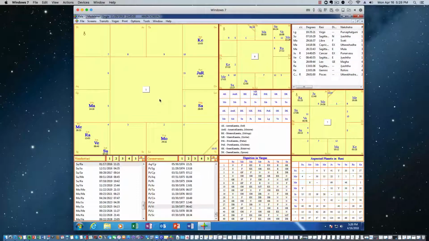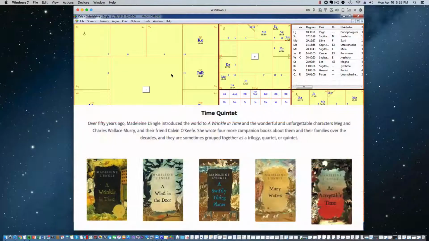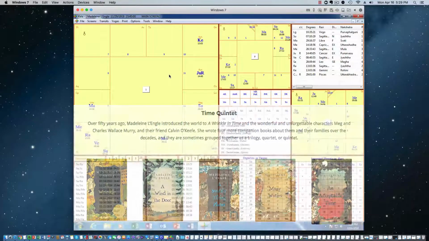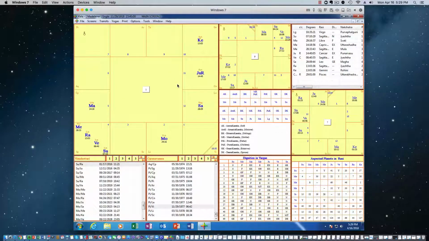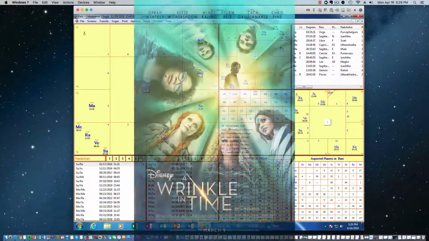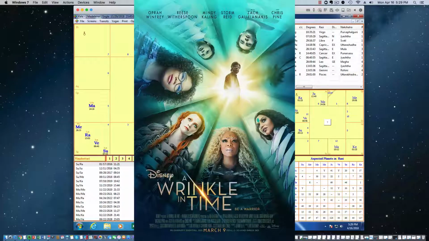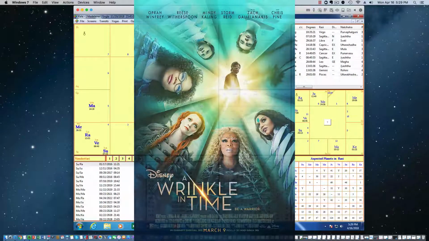So there's A Wrinkle in Time, and there's a whole series of children's books. She's also written for adults, and I've read her adult books too, and they're wonderful. So I highly recommend Madeleine's work. And there's a movie out, I think it's out now, based on her book, A Wrinkle in Time.